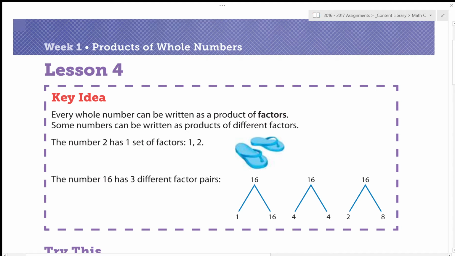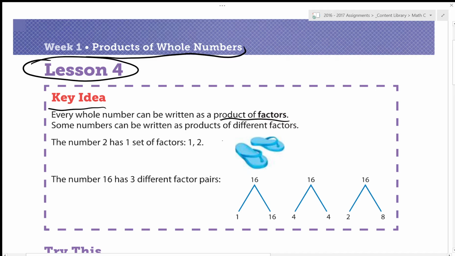Okay, today we are looking at the products of whole numbers. We're going to do something just a little bit different. I've given you a workbook to work out of. You're going to start on lesson 4. And the key idea on this one is that every whole number can be written as a product of factors.